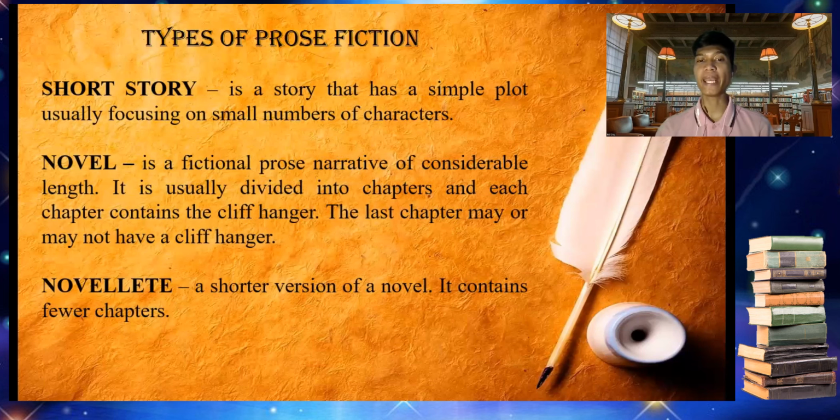Novels, on the other hand, have a considerable length because they have a complex plot unlike a short story. Novels are divided into chapters where each chapter ends with a cliffhanger. A cliffhanger is the author's technique to make the readers hang at the end of a certain chapter. It also arouses the readers to continue reading until the end. Some novels do not have a cliffhanger at the end of a chapter, while others have it. This is true if the novels have a sequel.